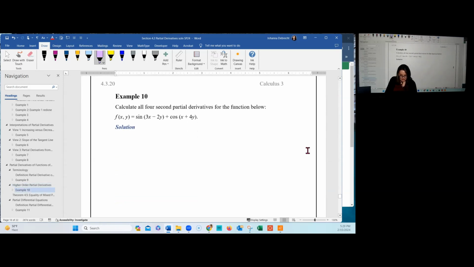Let's take a look at example 10. We want to calculate all 4 second partial derivatives for the function below. In order to do that, we'll have to find the first partial derivatives first, and then find the second partials. The second partials are the partial of f with respect to x both times, the partial of f with respect to y both times, the partial of f with respect to x and then with respect to y, and the partial with respect to y and then with respect to x. Go ahead and pause the video to work these out, then turn it back on so we can compare our results.